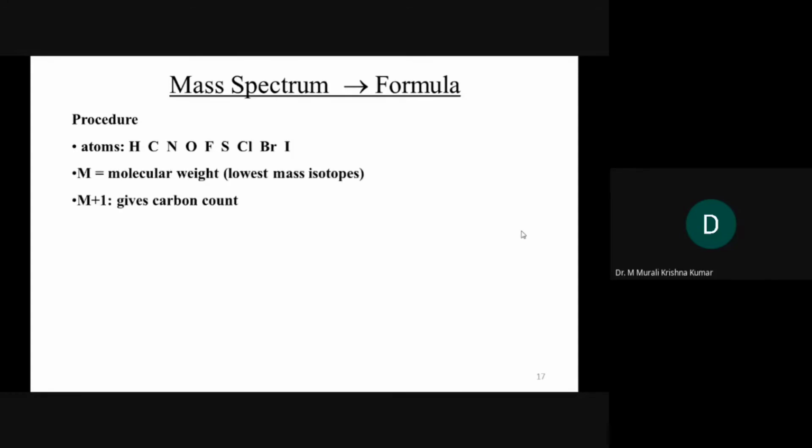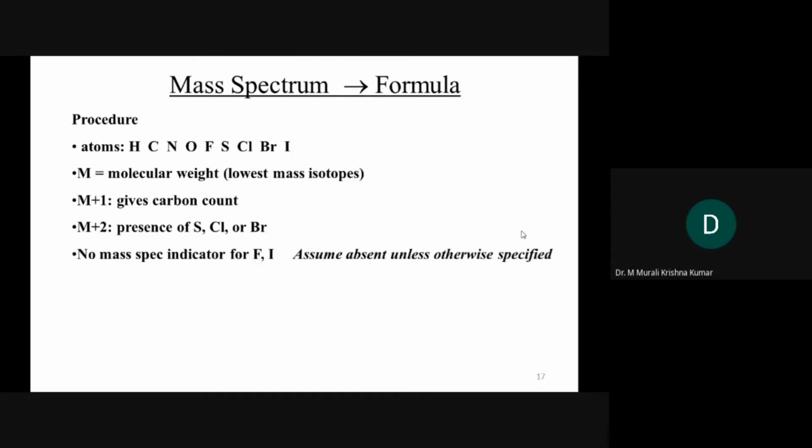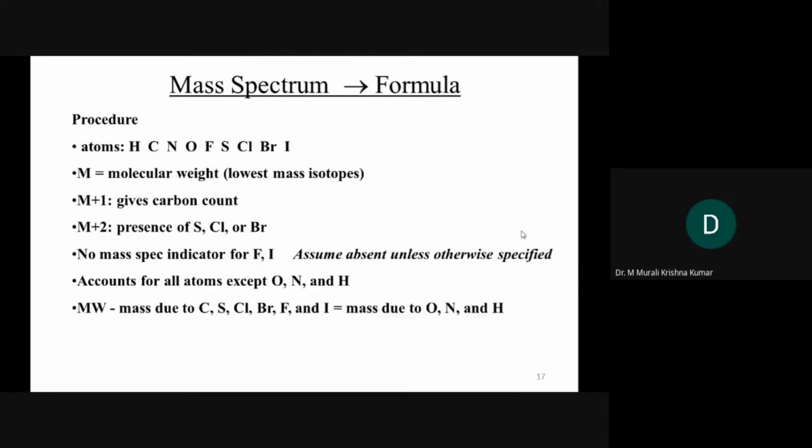So the molecular weight will give you the lowest mass of isotopes. M plus 1 gives you the carbon number. M plus 2 will give you the presence of sulfur, chlorine and bromine. There is no mass indicator for fluorine and iodine; assume absent unless otherwise specified. We can get all data except oxygen, nitrogen and hydrogen. The mass due to carbon, sulfur, chlorine, bromine, fluorine and iodine, subtracted from the molecular weight, equals the mass due to oxygen, nitrogen and protons.